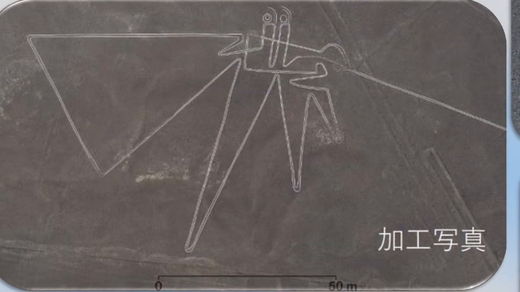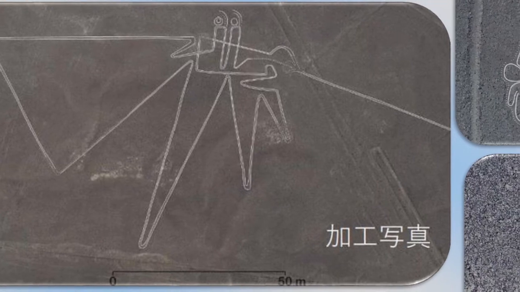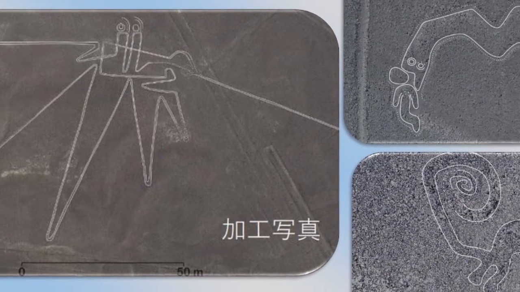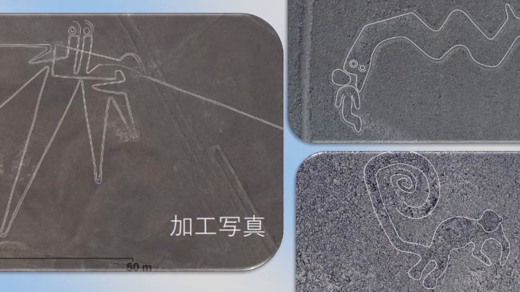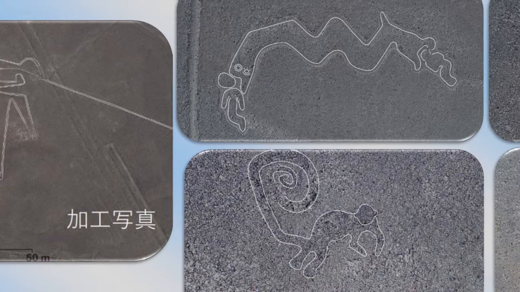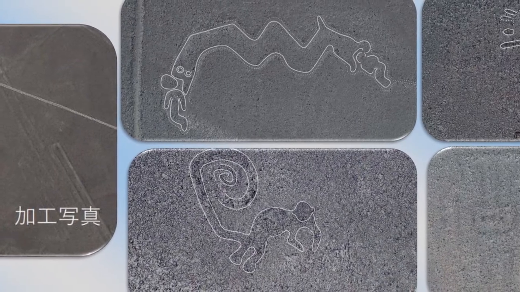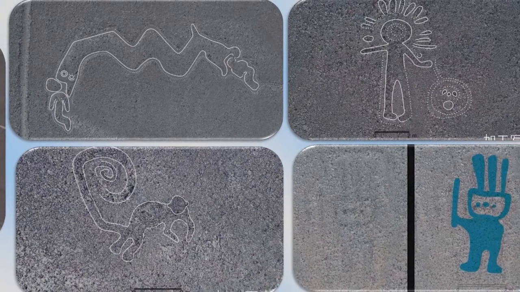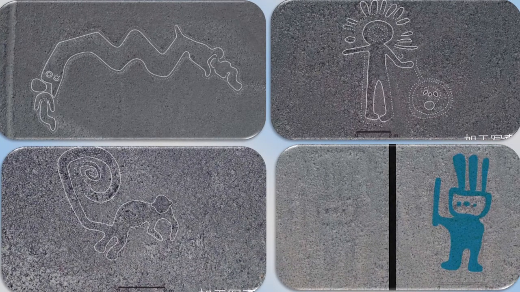Most of the lines are formed on the ground by a shallow trench with a depth between 10 to 15 centimeters. Such trenches were made by removing the reddish-brown iron oxide-coated pebbles that cover the surface of the Nazca Desert. When this gravel is removed, the light-colored clay earth exposed in the bottom of the trench produces lines and contrasts sharply in color with the tone of the surrounding land surface.